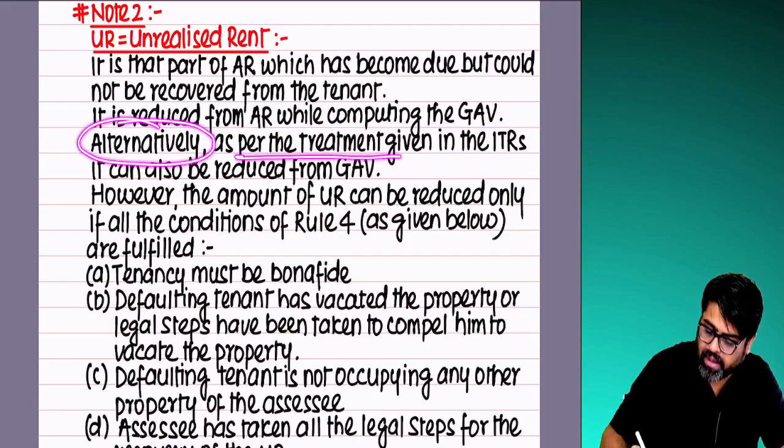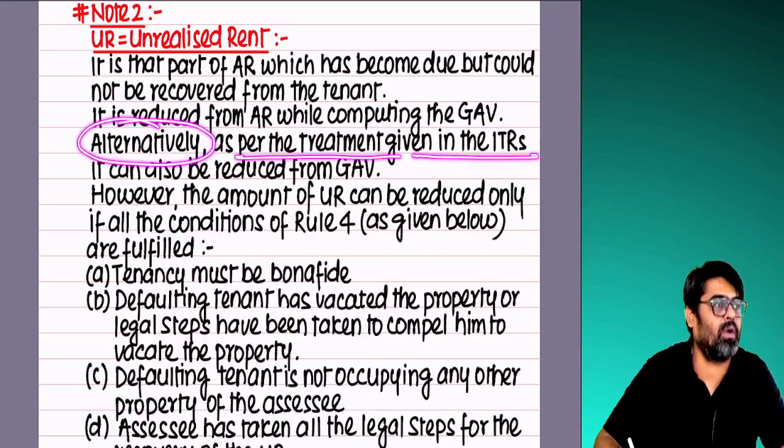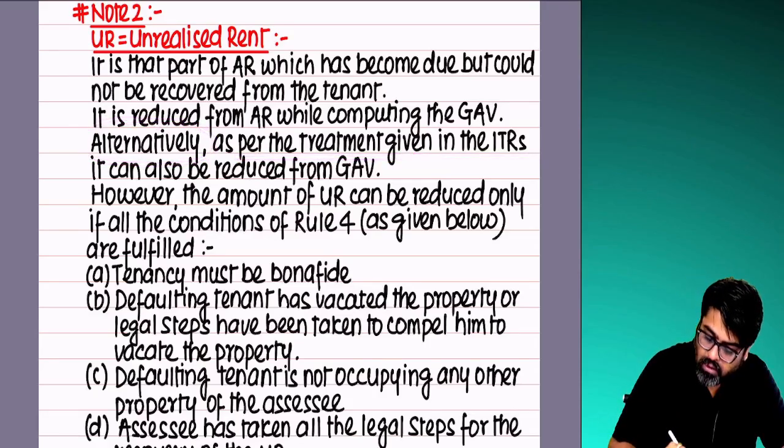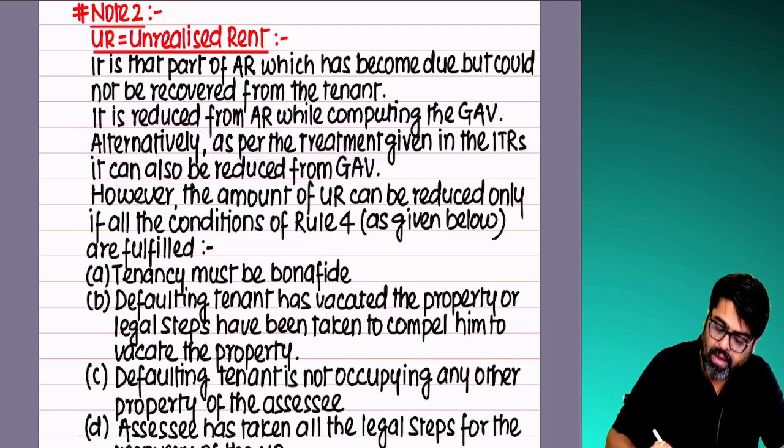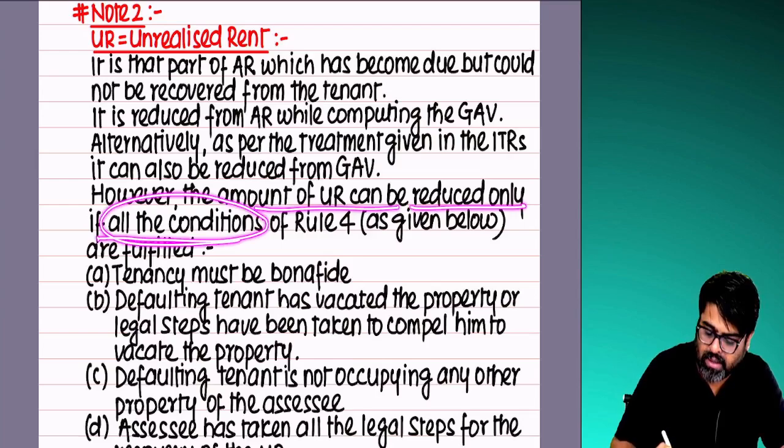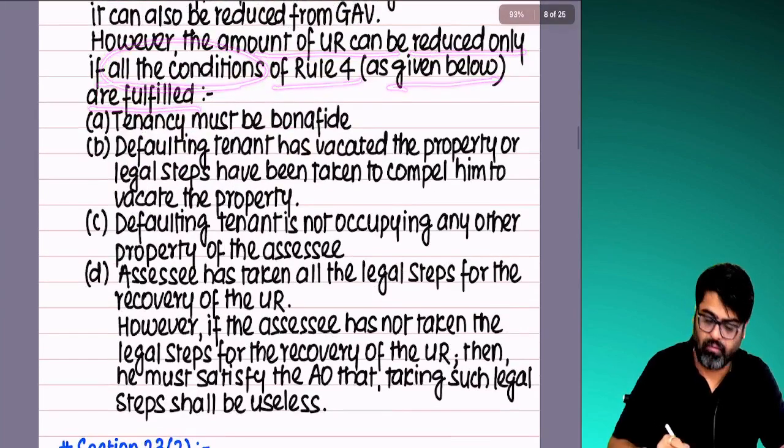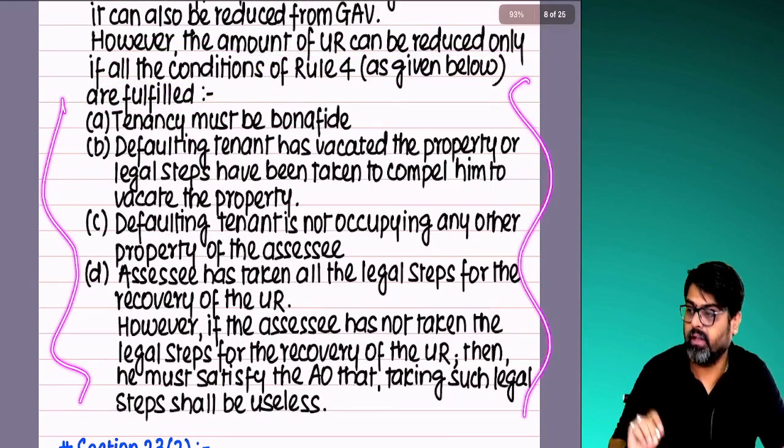Alternatively, as per the treatment given in the ITRs. What do you mean by ITRs? Income tax returns. It can also be reduced from GAV. However, the amount of unrealized rent can be reduced only if all the conditions of Rule 4 as given below are fulfilled. And we have covered all these 4 conditions.